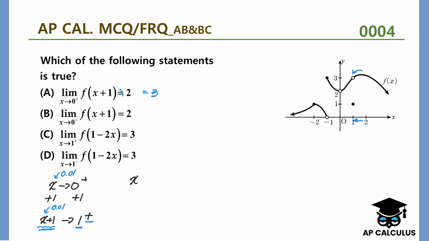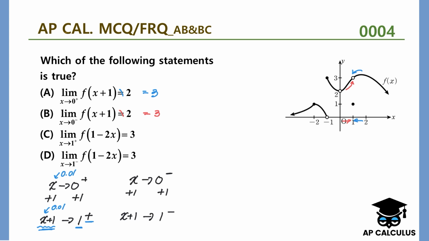What if x approaches 0 from left hand side? Same thing. As x approaches 0 from left hand side, all you have to do is add 1 here. So x plus 1 approaches 1 from left hand side. So as x plus 1 approaches 1 from left hand side, the function approaches 3, right? So this is not 2, this is a 3. Does that make sense?